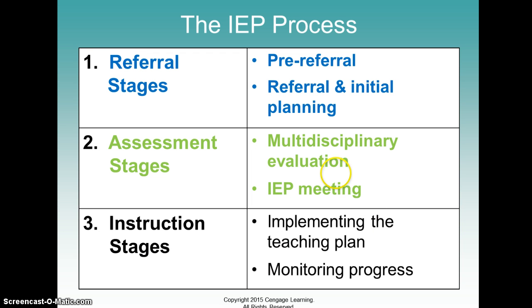So here's what the IEP process says. In the referral stages, we do pre-referral, which in Mississippi, RTI acts as pre-referral. And then we have the referral and the initial planning. Then during assessment, we do a multidisciplinary evaluation, and we have an IEP meeting.